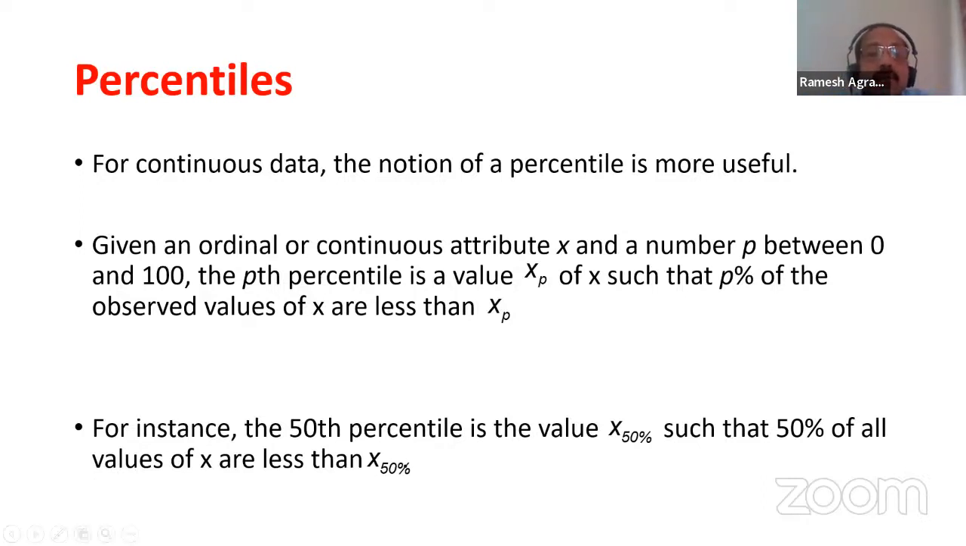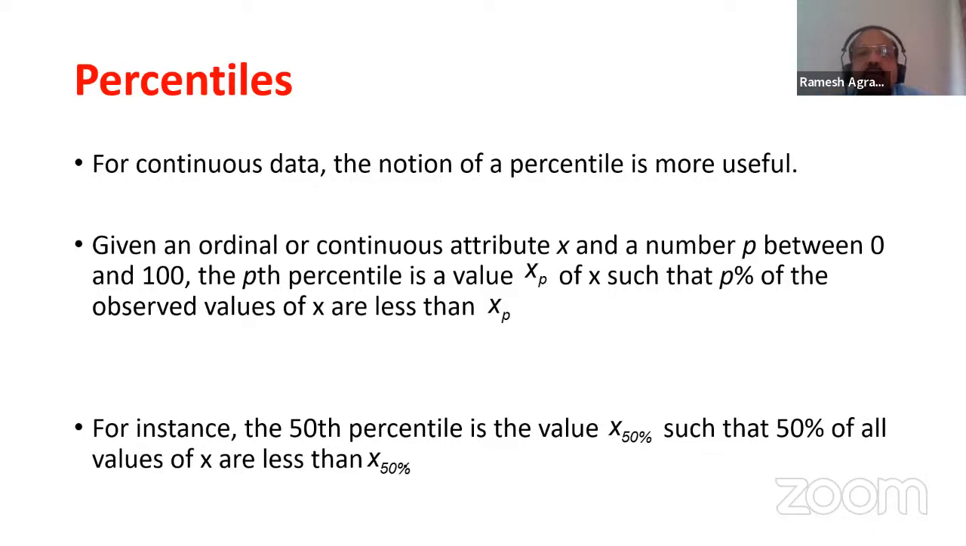Now when we define percentile, we define it for an ordinal attribute or for a continuous attribute. So let's say you are given an attribute X, and there is a number P, which is between 0 and 100. So what is your P-th percentile? The P-th percentile will be represented by XP. And this XP is what? P percent of the observed values of X are less than XP. Okay. So that's how you define it.